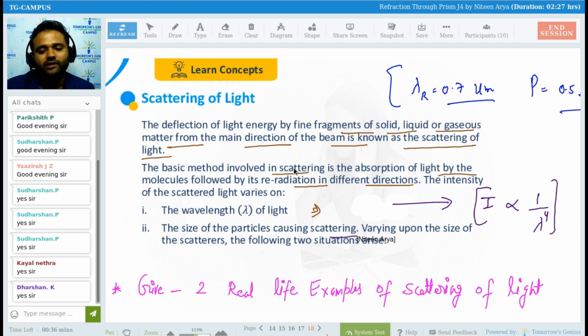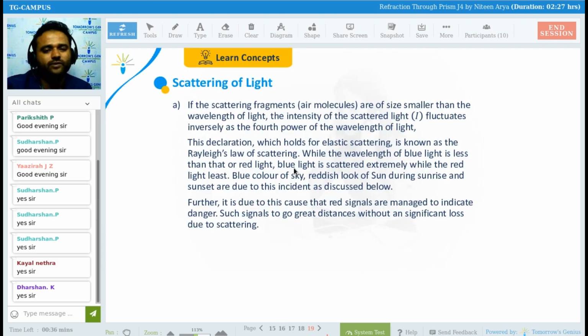The size of the particle causing scattering varies, and depending upon the size of the scatterers, the following two situations arise. So due to the size of the particles which scatter the light, two situations are going to happen. The first one is the important one. If the scattering fragments, air molecules, are of a size smaller than the wavelength of light, the intensity of the scattered light I varies inversely as the fourth power of the wavelength of light. Okay, and that is known as Rayleigh scattering.